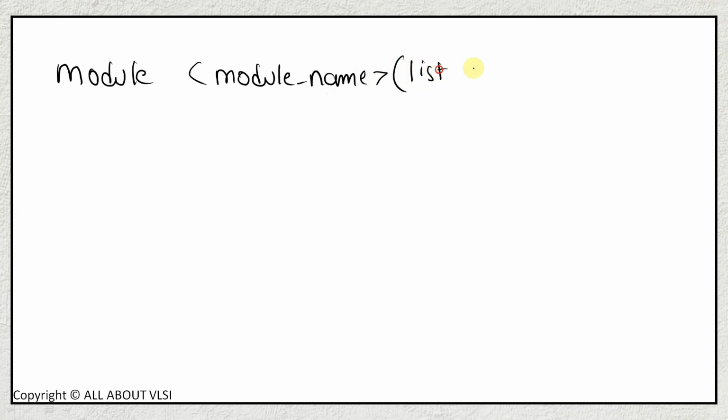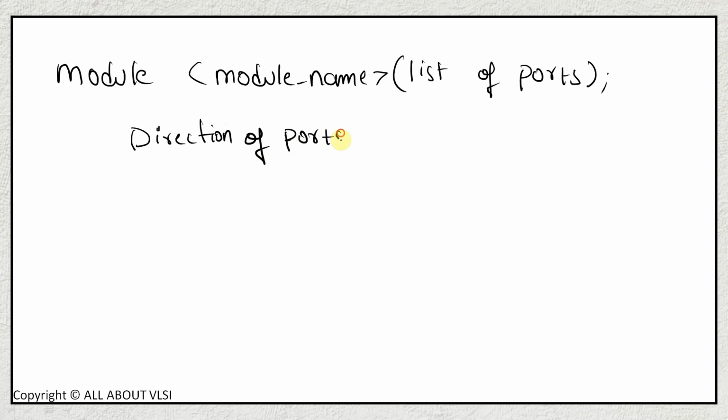In Verilog, if you want to write any code, you should declare a module. So we will write a module, followed by module name. We should definitely use your module name, followed by list of ports. We should mention the list of ports here. Now, inside your module, you should mention the direction of ports. And the code which you have, followed by end module.